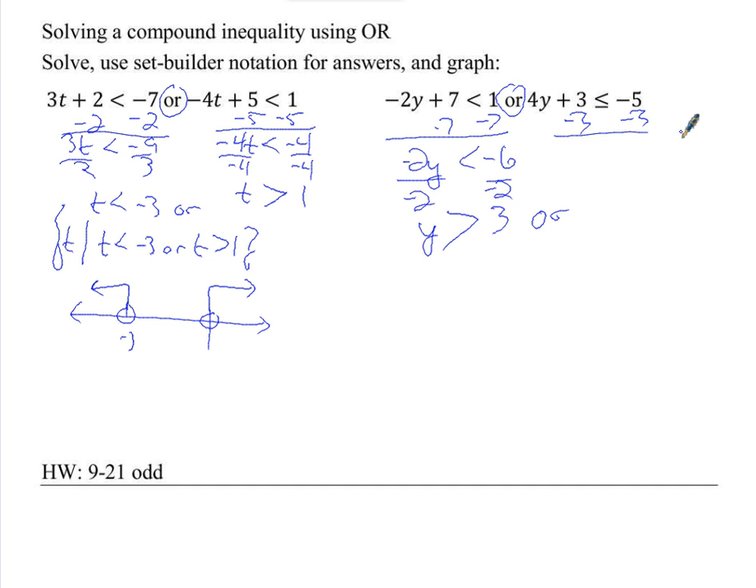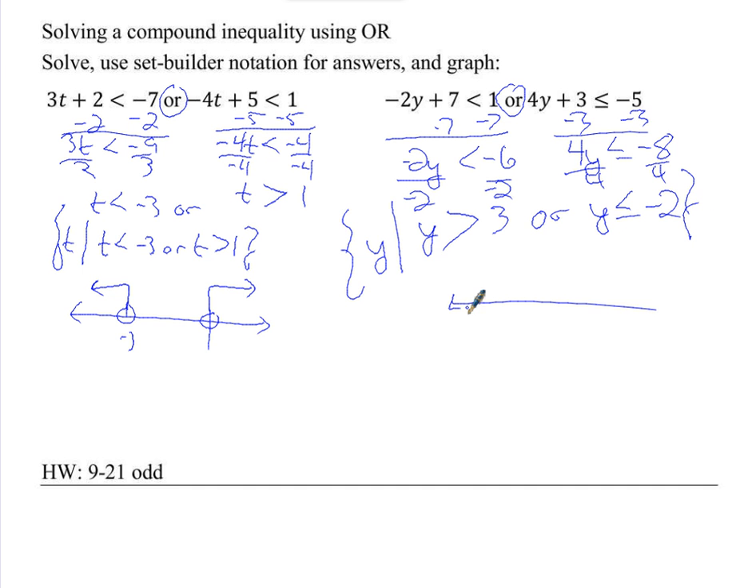Subtract 3 from both sides. 4y. Okay. Divide by 4. y is less than or equal to -2. This time we did not flip the inequality because we divided by a positive. It's all set for set builder notation, so we go such that with the y out front, squiggly brackets, and we still got to graph this thing. I got a 3 and a -2.